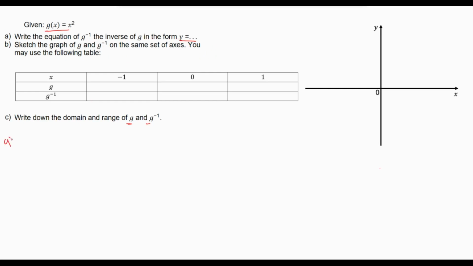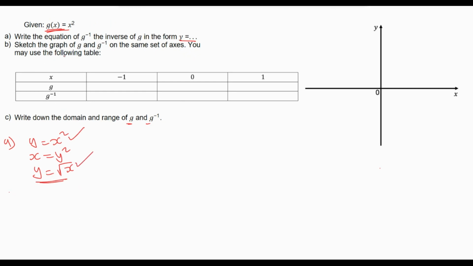So what did we say? The first thing is to interchange x and y. So this is just like y is equal to x squared, interchange x and y, x is equal to y squared. Then after that we make y the subject, so we square root both sides. It becomes y is equal to the square root of x. Right, so that's the first part. This is the equation of the function and then the equation of its inverse.